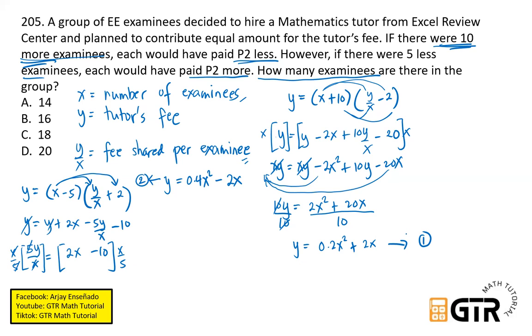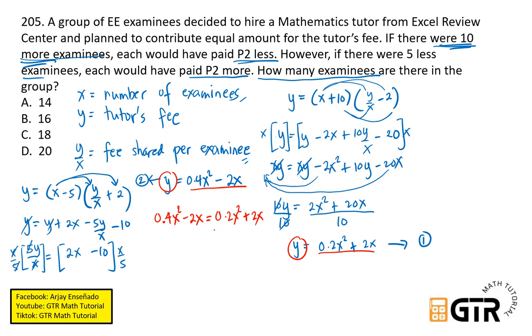So dalawa yung equation natin na parehas equal sa y. Okay? So dahil parehas silang equal sa y, pwede nating i-equate yung right side natin. Okay? So equate natin yung right side. So we have 0.4x squared minus 2x equals itong kabilang right side 0.2x squared plus 2x. So solve na lang natin.